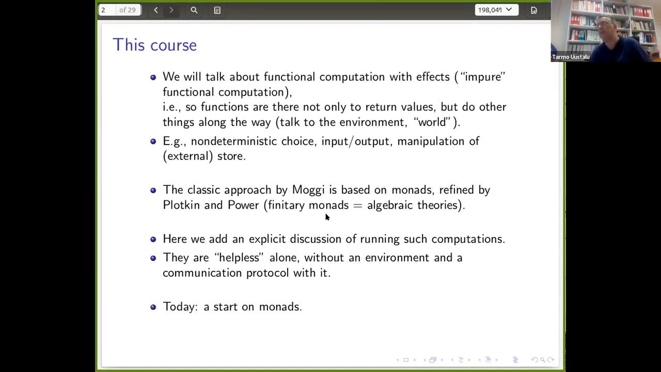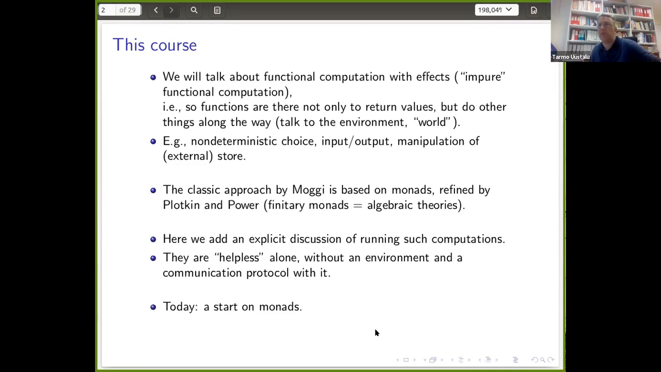So to run these effectful computations, they basically need to... I have the view that effectful functions, when you try to run them, they are helpless alone without an environment they're embedded in and without the communication protocol with it. So interaction is really about thinking not only about these effectful computations, which programs represent, but sort of the underlying machinery on which those should be executed, that I want to abstract into something I call environments, and how the two can communicate. And interactions is in particular about these communication protocols. But today I will actually make a start on monads.